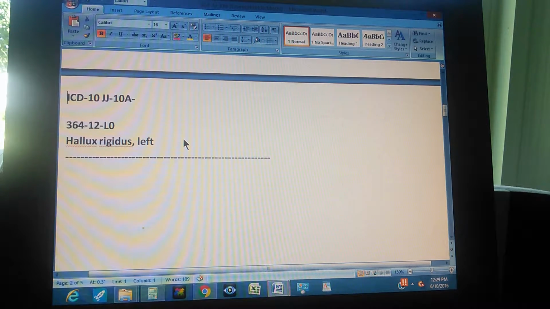So the problem is: hallux rigidus, left. The only difficulty here is the terminology. Hallux means big toe, okay? And rigidus means that it's stiff. So that's the only thing; you just have to review your terminology. But hallux rigidus, left, that's the problem.